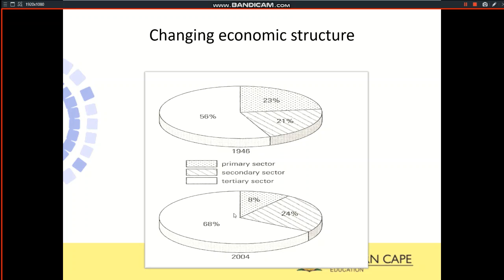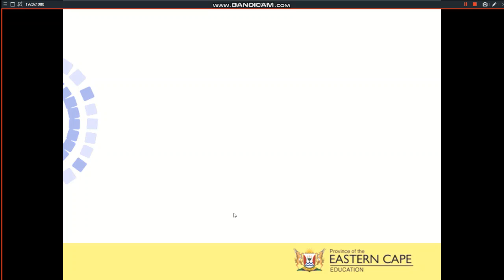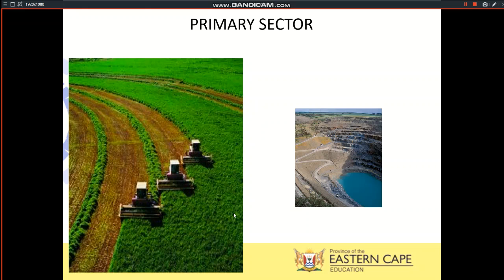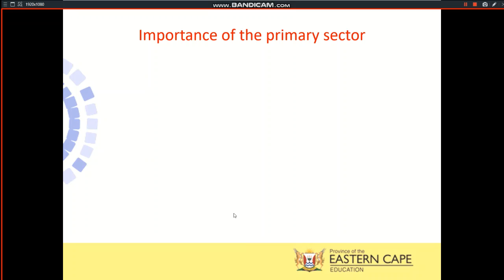Here's another way in which we've presented data, again in the form of a pie graph. Let's look at the primary sector. We're talking there again of farming and mining. We look at these two, farming and mining. Let's look at the importance of the primary sector. What role do they play? It's important that we should know this.